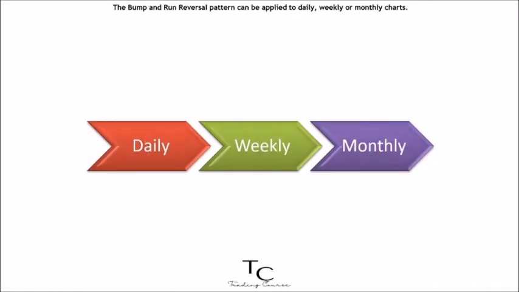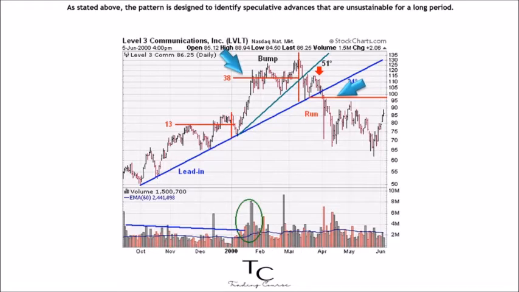The bump and run reversal pattern can be applied to daily, weekly, or monthly charts. As stated above, the pattern is designed to identify speculative advances that are unsustainable for a long period. Because prices rise very fast to form the left side of the bump, the subsequent decline can be just as ferocious.